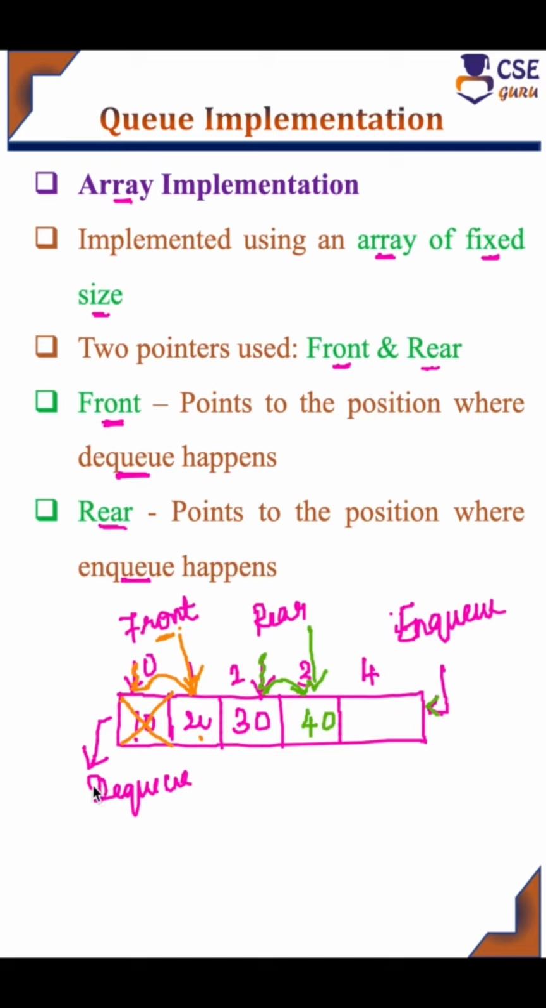One more operation we can implement in an array queue is called the peek or front operation. What do you mean by the peek or front operation? It will just return the front pointer element. So here the front is pointing to the first memory location element, that is 20. So here it will return 20 as the result of the peek operation.